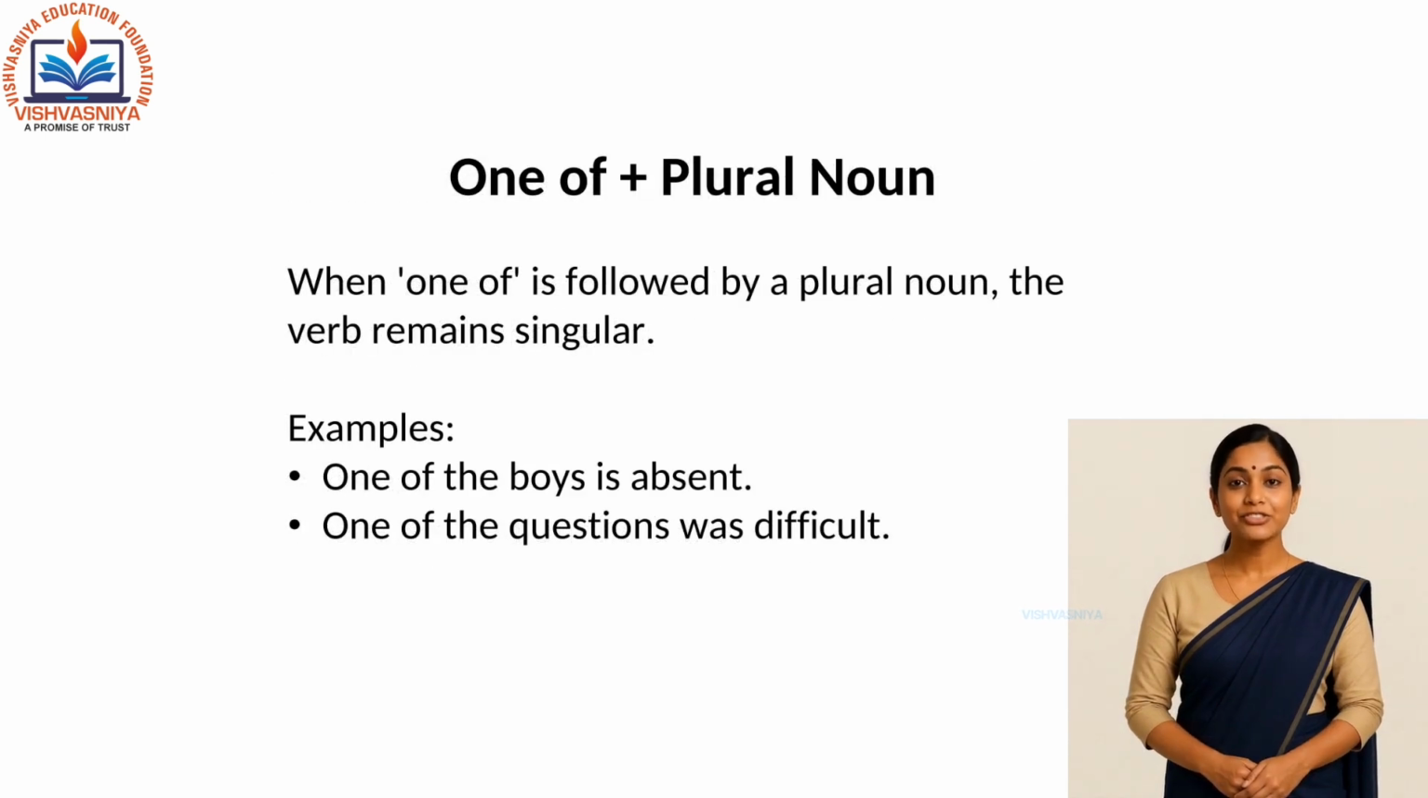When one of is followed by a plural noun, the verb remains singular because the subject is still one. For example, one of the boys is absent.